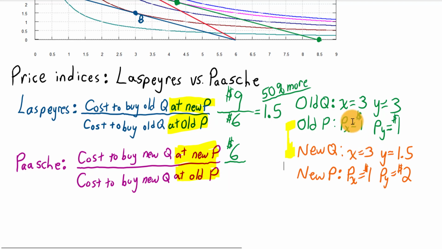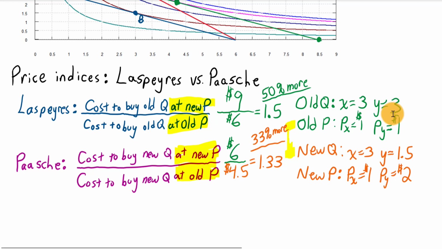So we'd say, well, that's 3 times $1 is $3, plus 1.5 times $1 is $1.50. So we get $4.50. And in this case, that ratio is going to be 1.33333, or in other words, what this Paasche price index would be implying is that we need about 33% more to get back to where we were, depending on what you mean by where we were.